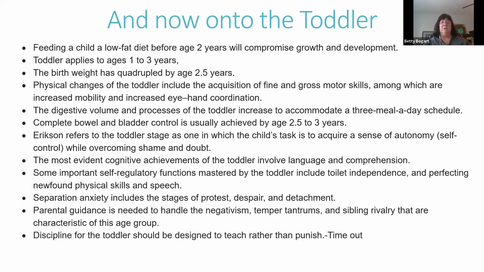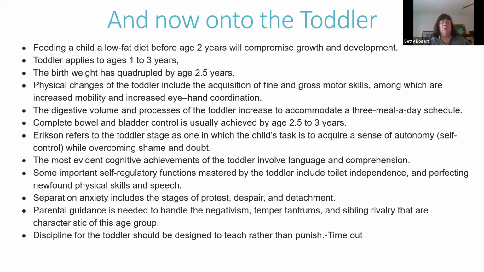Toddlers are ages 1 to 3. So we've tripled our birth weight at 1 year. We quadruple it at 2.5 years, so that's a year and a half later. So you can see how it really slows down.